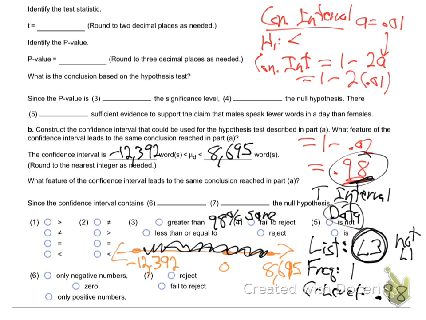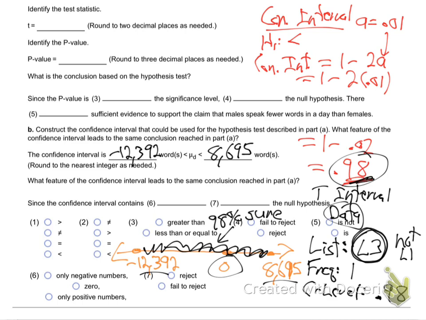98% sure that the true difference between all men and women, words spoken in a day, is somewhere between negative 12,000 and positive 8,000, which means zero is in the interval. So the difference could be 0. So we're not sure it's not 0. It could be 0. So that's why.